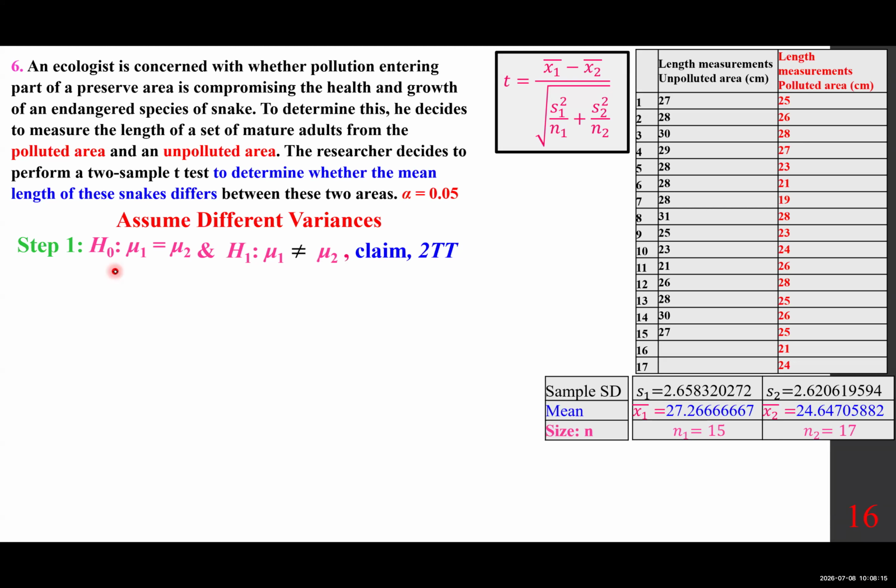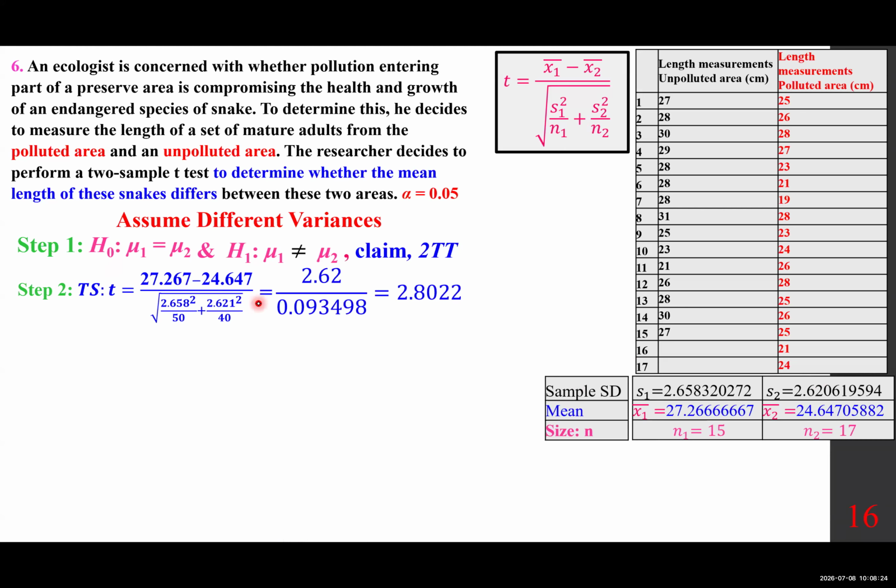Next, we've got to find the test statistic using this formula. That's why this comes in handy. Put it in, calculate it. You get 2.8022.